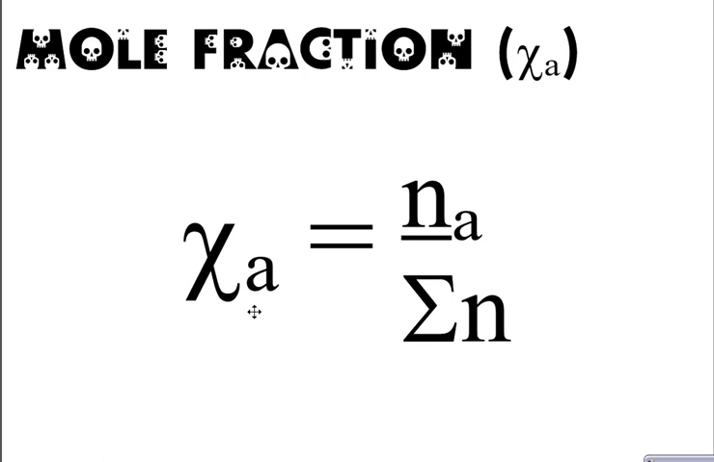So we symbolize this with chi sub whatever it is we're talking about. So if I was doing sodium in salt water, this would be chi sub Na equals the moles of Na divided by the total moles of everything. So the moles of whatever you're talking about divided by the moles of solution, and you have to add up each individual component.